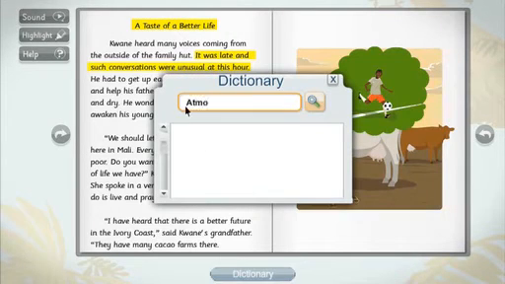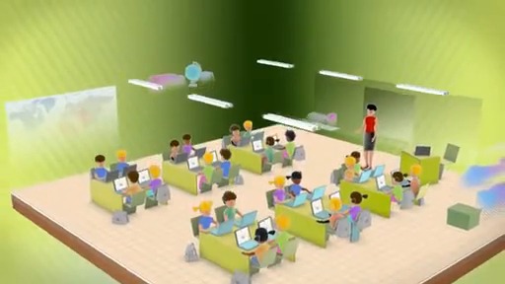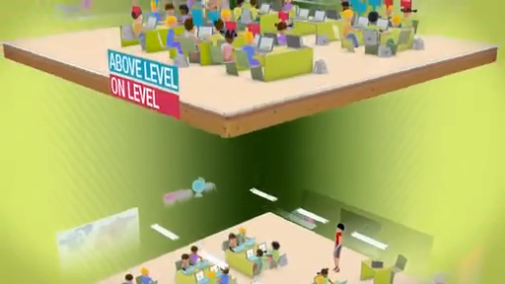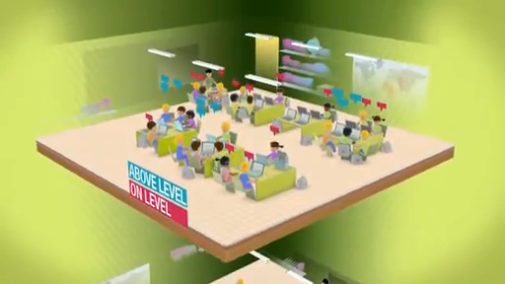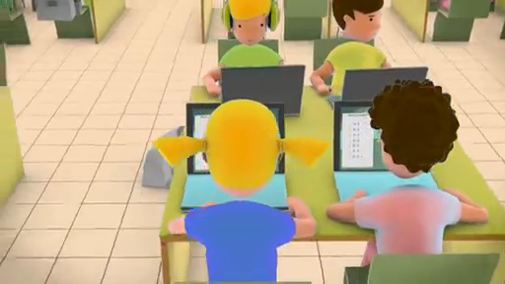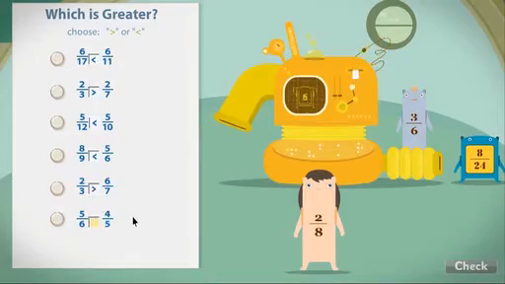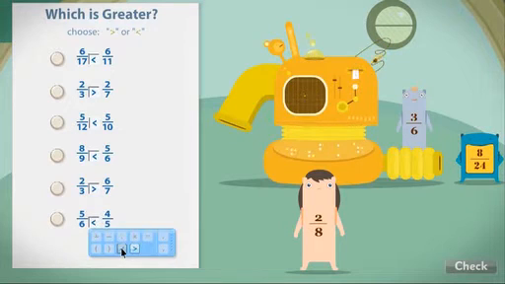An embedded dictionary provides additional support. Back in Miss Williams' math class, the students are working on their next practice activity, a worksheet of fraction exercises implementing the complete to whole rule. While working, the students get instantaneous feedback on each question they answer.